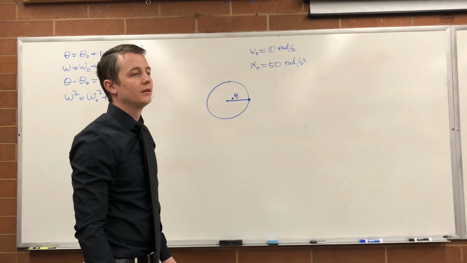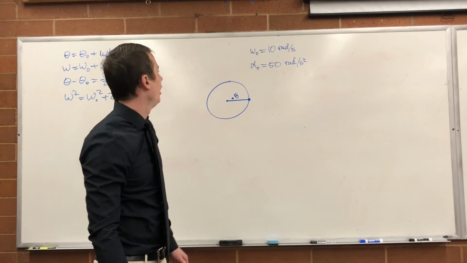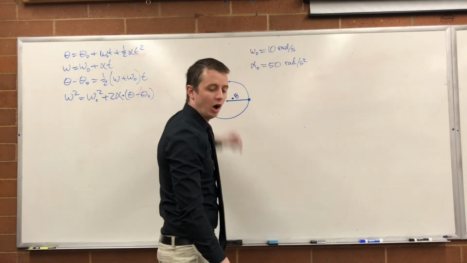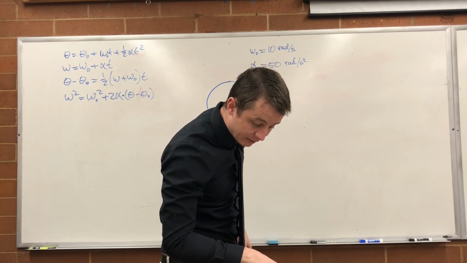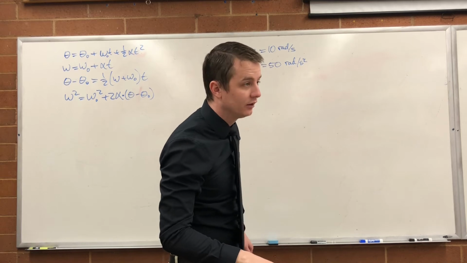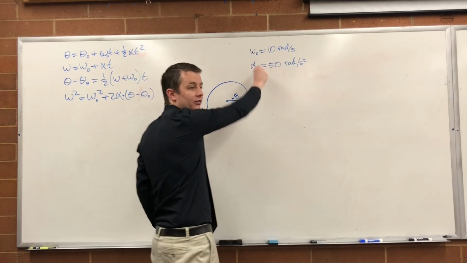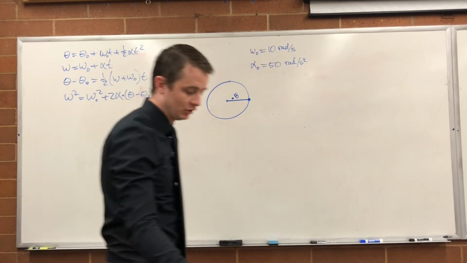Why do you use acceleration for speed? Why not omega? Oh, this is angular speed. Oh, no. I said, and the angular speed is increasing at 50 radians per second squared. Oh. The angular speed is increasing. So that's your angular acceleration. There we go.